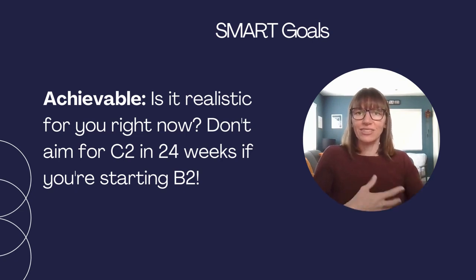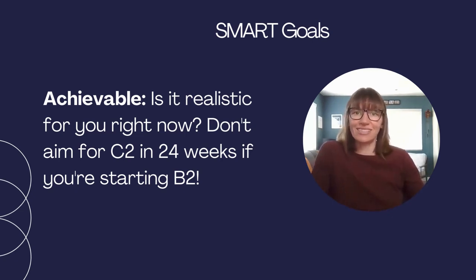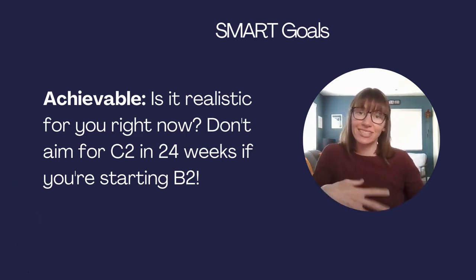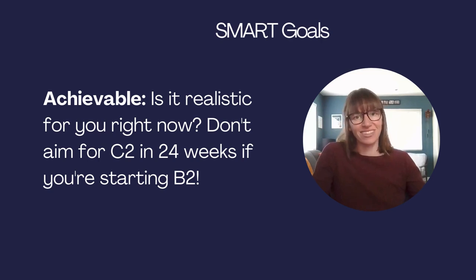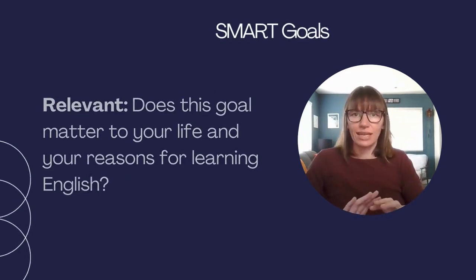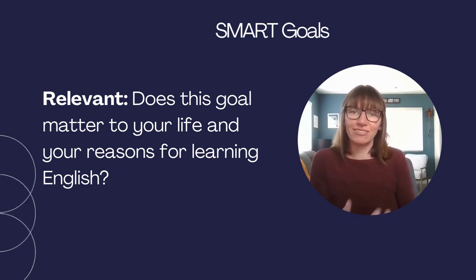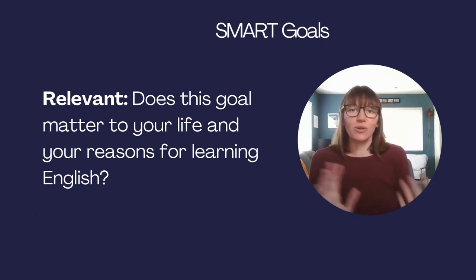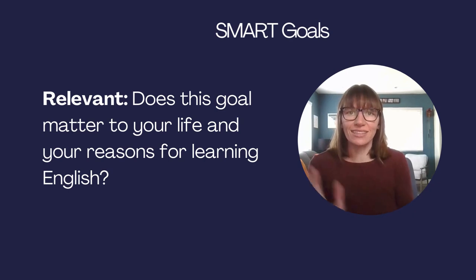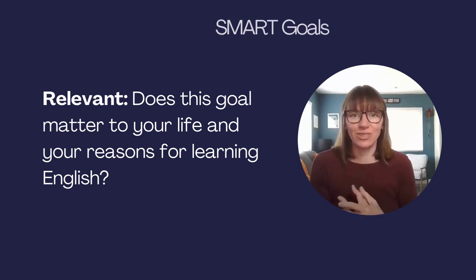Achievable. Can you succeed in this goal? Is it realistic for you? Don't aim for C2 in just 24 weeks if you're starting at B2. So you want something that you know you can achieve. Is this goal relevant? Does it matter to you and your life and your reasons for learning English? You don't want to make a goal that has nothing to do with your personal reasons for learning English.